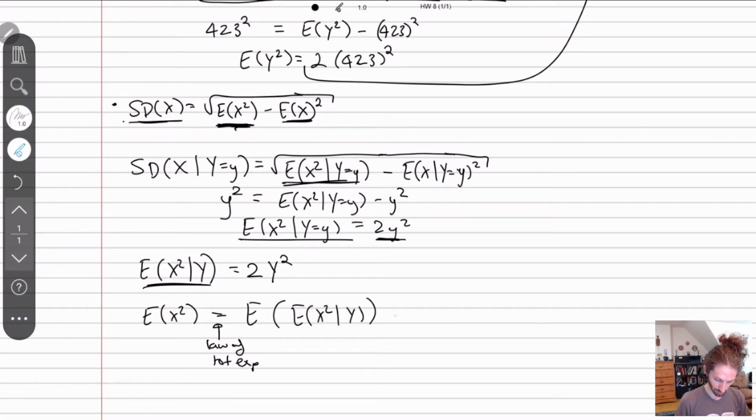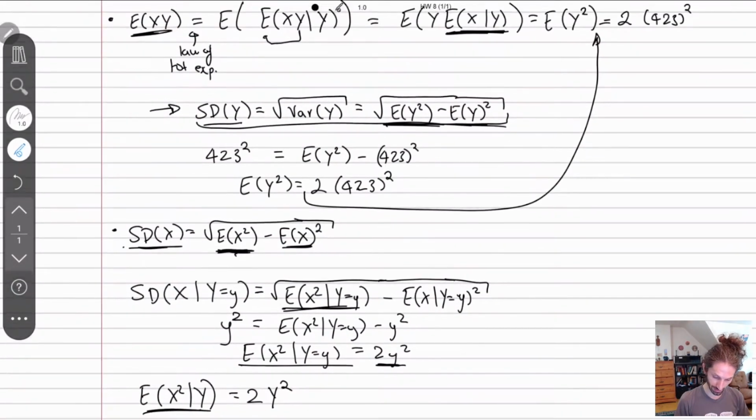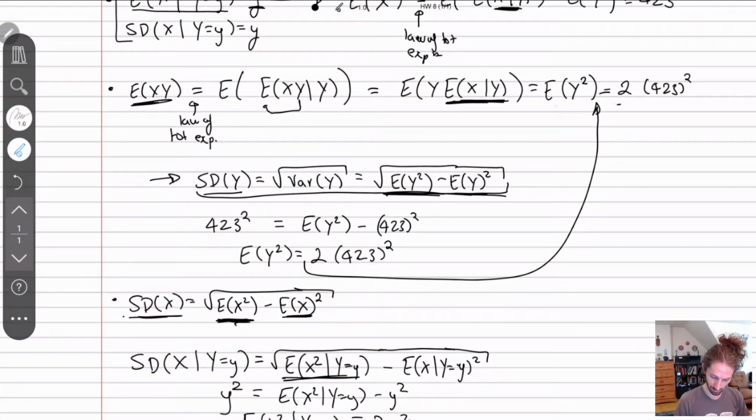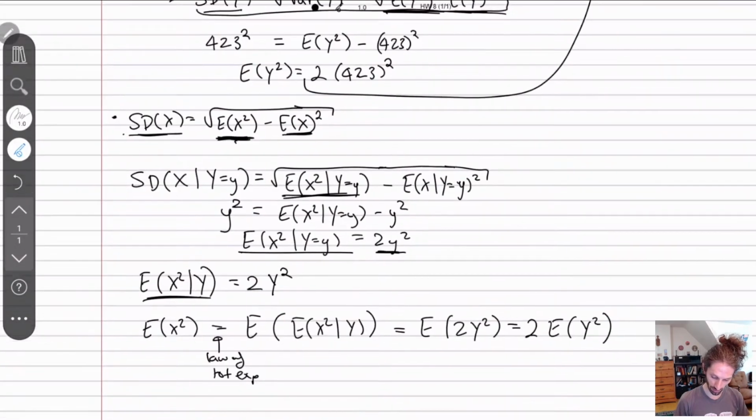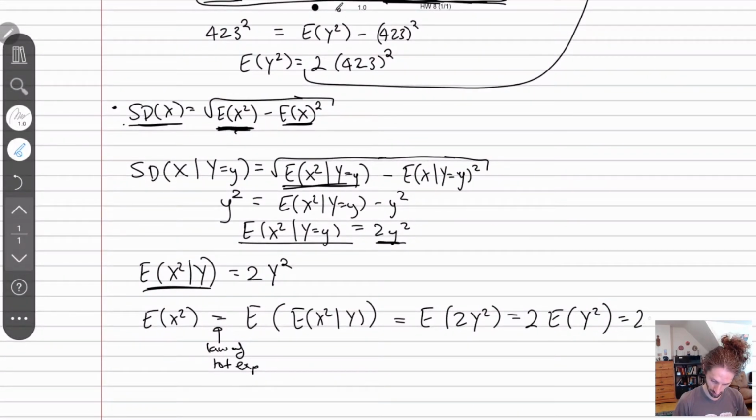But now we know what this inside thing is, so we can just put it in. We can bring out the 2, and we get y squared. And we already solved this. E of y squared, right? We already know what this is. It's up here. So it's 2 times 423 squared.